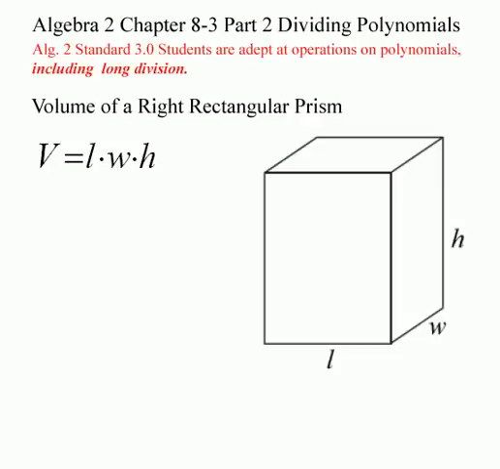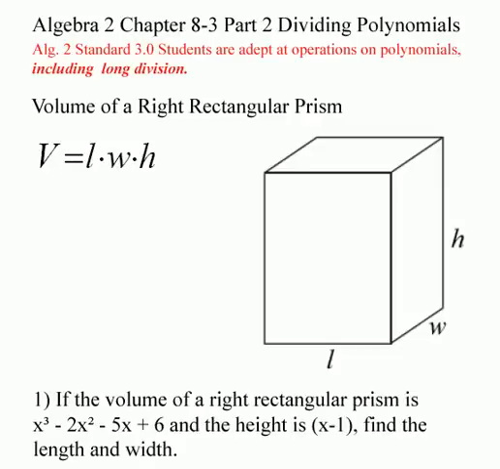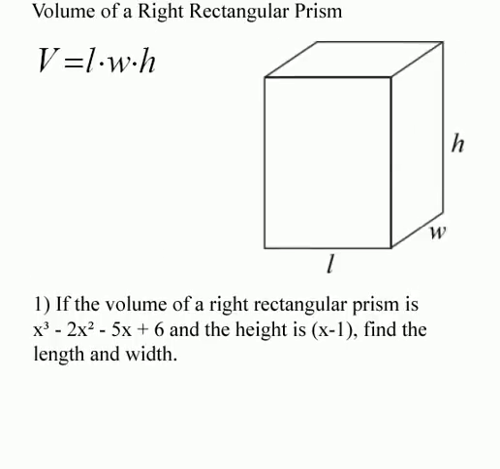So given that information, the state's going to give you a question very similar to this. It's going to say if the volume of a right rectangular prism, which we have in our picture here, is x to the third minus 2x squared minus 5x plus 6, and then they'll give you one of these dimensions, either the length or the width or the height. In this example, I'm telling you the height is x minus 1. You need to find the length and the width.